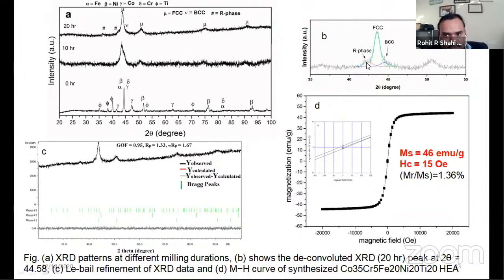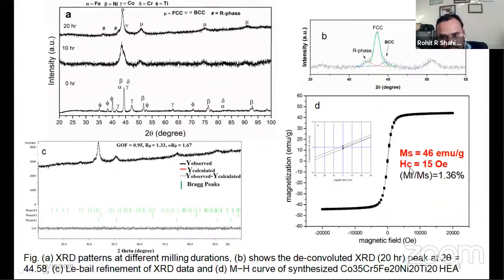We can tune the formation of this Ti and Ni type phase by tuning the composition of Ti and Ni. So this one is a fitting of the XRD data, and this shows the coercivity of this material for the 15 hour state.